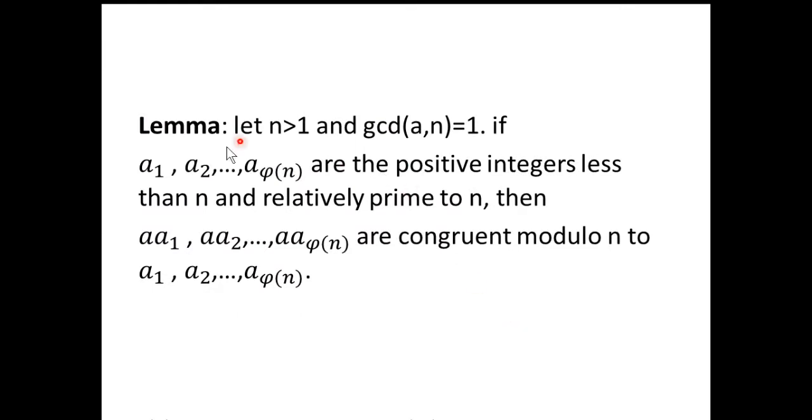This is another important lemma. This will be used in different results. So it says that if n is greater than 1 and a and n are relatively prime, and a1, a2, up to a phi n are the positive integers less than n and relatively prime to n, then a a1, a a2, up to a a phi n are congruent modulo n to a1, a2, up to a phi n.